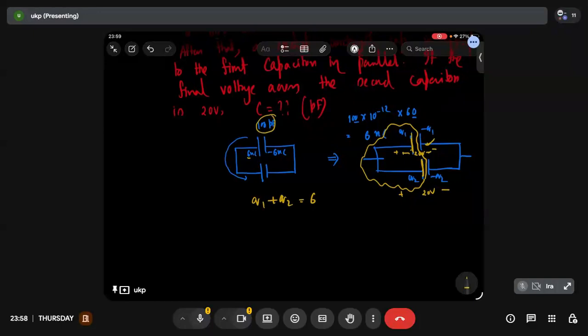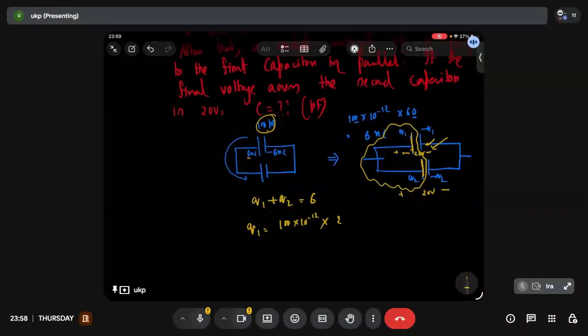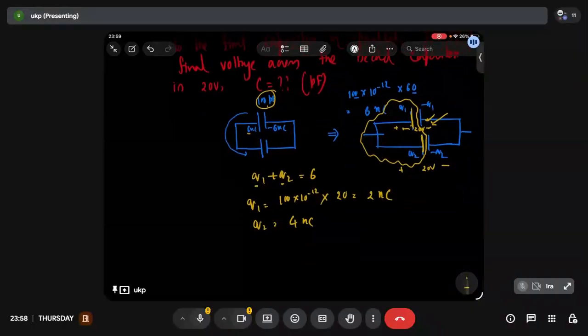So what is Q1? Q1 equal to क्या होगा दोस्त? Capacitance is 100 picofarad, that is 100 into 10 to the power minus 12 multiplied by what is the voltage, what is the potential difference across it? Is it 2 nanocoulomb? Yes or no? अगर Q1 2 nanocoulomb होगा तो Q2 equal to क्या होगा? 6 minus 2, that is 4 nanocoulomb. Yes or no? Makes sense everyone?